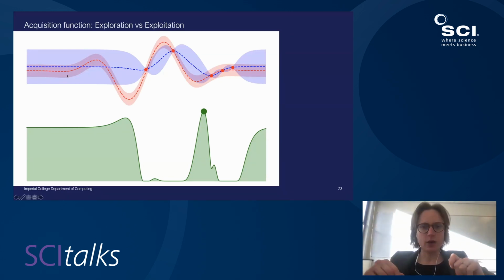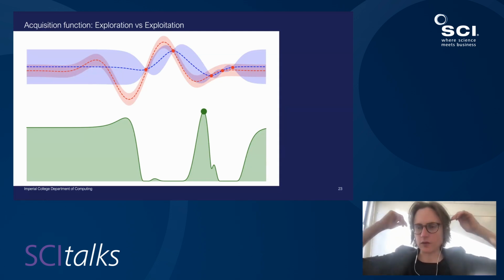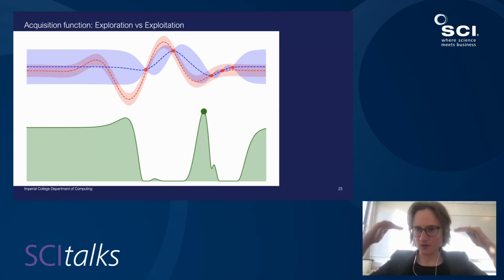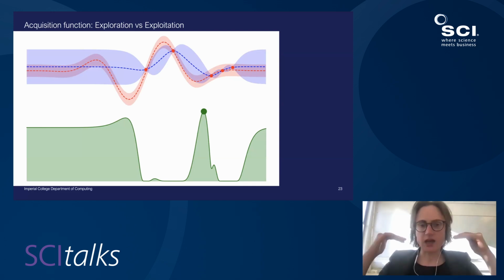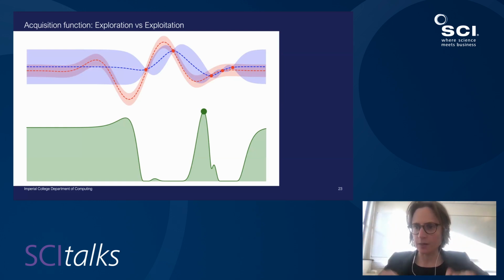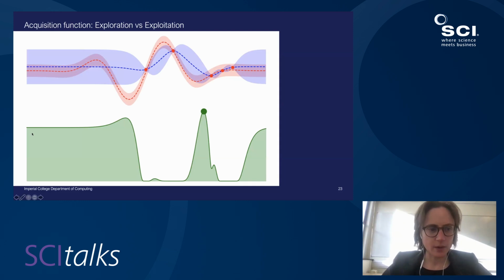So now, the red on top is the function I wish I knew and I wish I was minimizing. The blue is my current belief, and the green is the new thing that I'm now talking about. In Bayesian optimization, we call this an acquisition function. What an acquisition function does is it combines my knowledge of what's there together with my not knowing what else is there, and it tells me where I wish to take my next sample point.